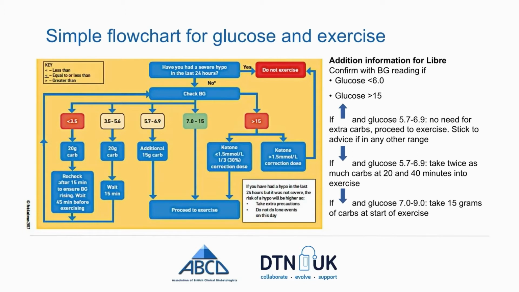So we're suggesting that you should take twice as much carb in the first 20 to 40 minutes of exercise. And finally, if it's between 7 and 9, although the algorithm at this point says you don't need to take anything, if the arrow is going down, we would suggest you do take 15 grams of carbohydrate to make sure that your glucose doesn't fall during exercise.